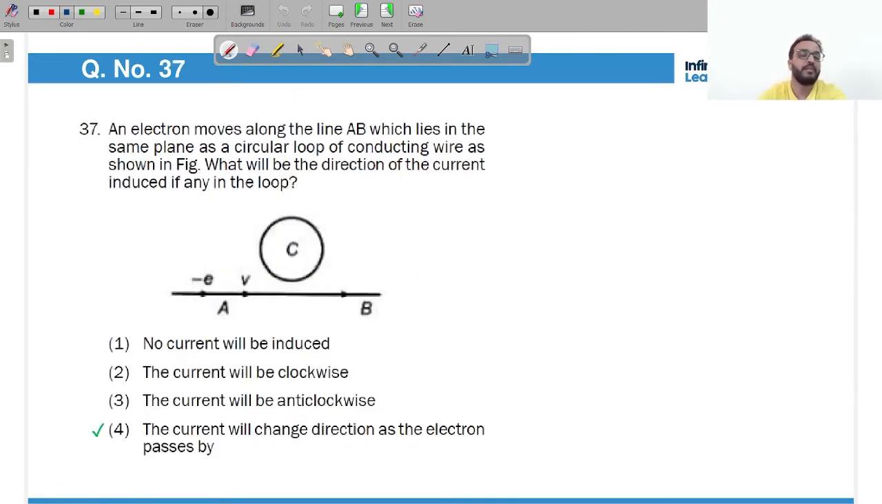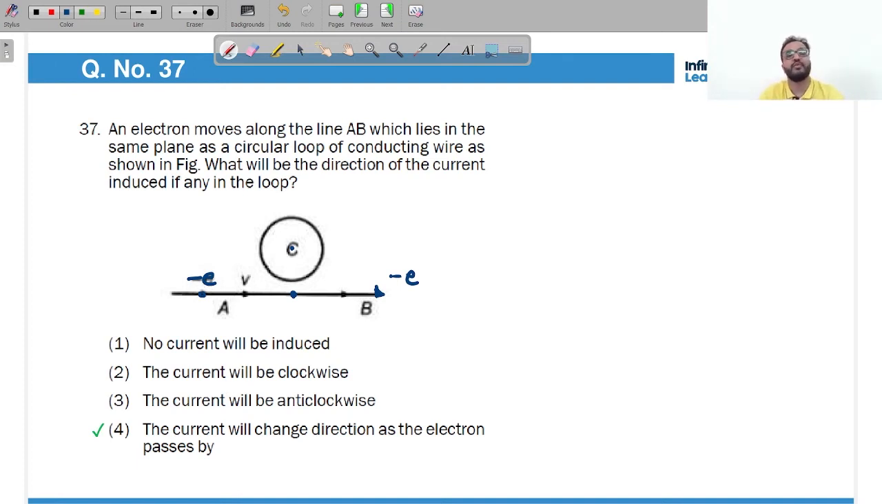Okay. Question number 37. Here, when the electron is approaching, definitely the flux will increase. And when the electron is receding from here, the flux will reduce. Right. So the flux is increasing, then decreasing. So what will happen? The direction of the induced current will change. That is why it is neither clockwise nor anti-clockwise. We cannot say the direction, because they are asking from point A to B, and A to B is the complete path in which the electron comes close and moves away also.